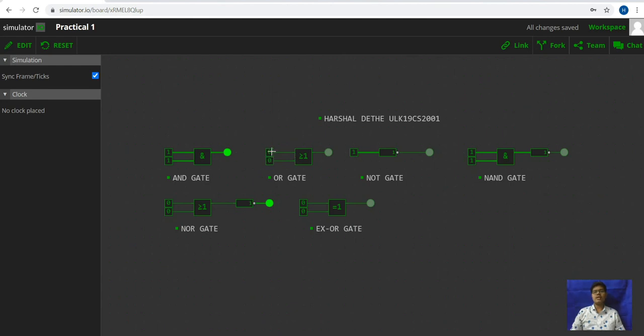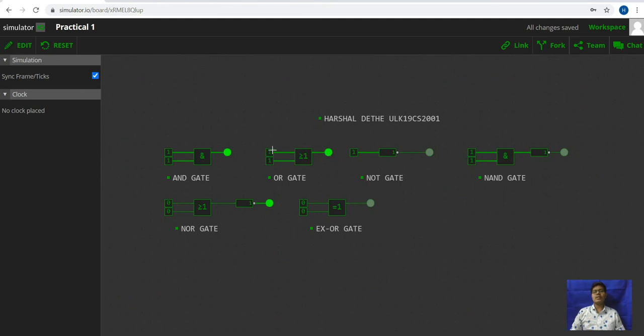When we give 0 and 0, it will not show the light on. When we give 0 and 1, it is showing the light, because 0 plus 1 is 1. After that, when we give 1 and 0, it will show the light is on, because 1 and 0 is 1.